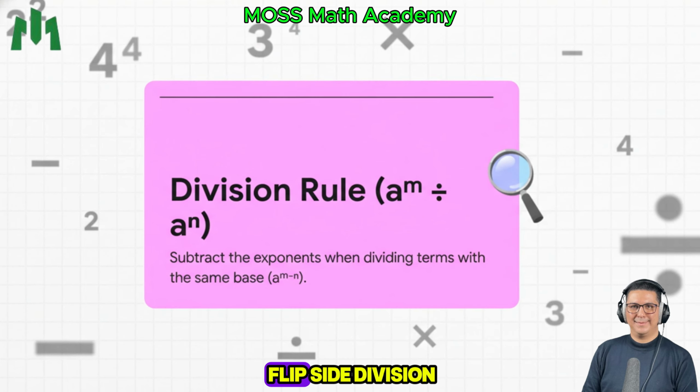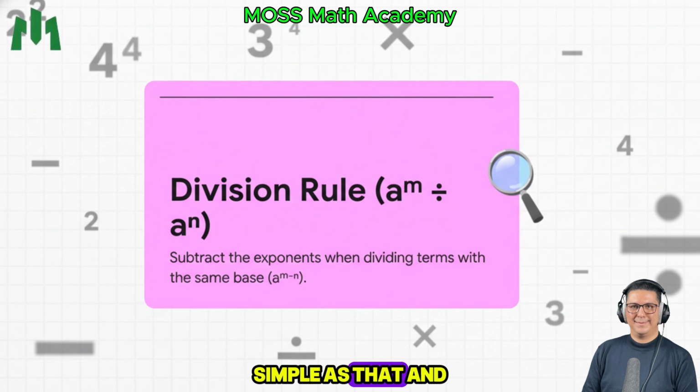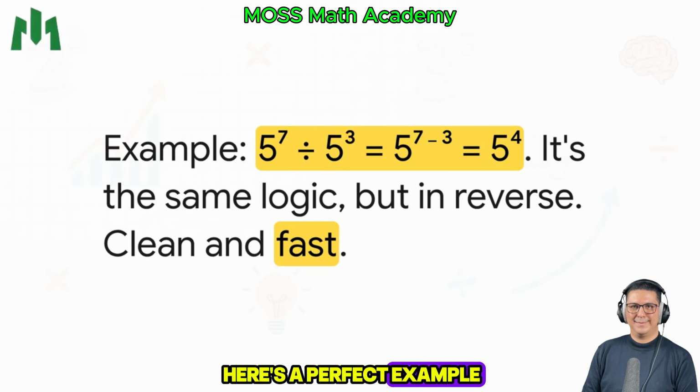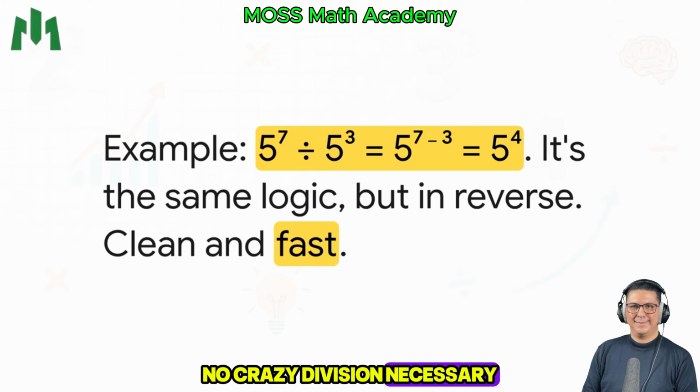Okay, now for the flip side, division. It's the exact same idea, just in reverse. If you're dividing and the bases are the same, you just subtract the exponents. Simple as that. And here's a perfect example. 5 to the 7th divided by 5 to the 3rd just becomes 5 to the power of 7 minus 3. That's 5 to the 4th. Done. No crazy division necessary.